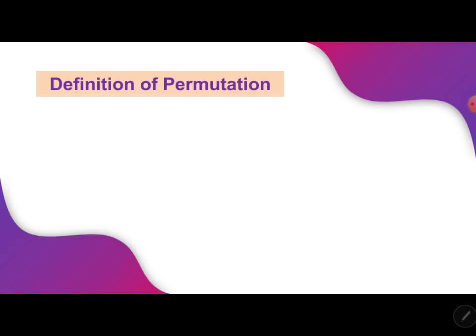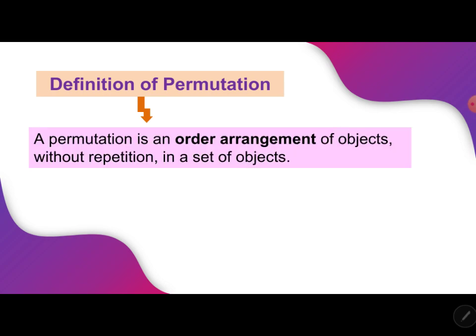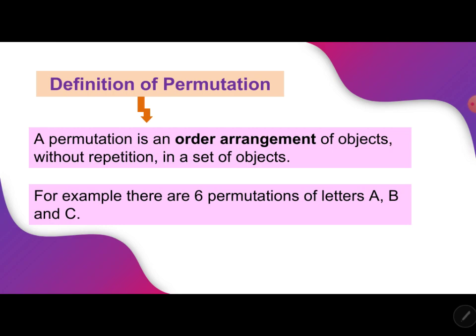Definition of permutation. This is the second learning outcome for today. A permutation is an ordered arrangement of objects without repetition in a set of objects. For example, there are 6 permutations of the letters A, B, C. A, B, C are different from each other.